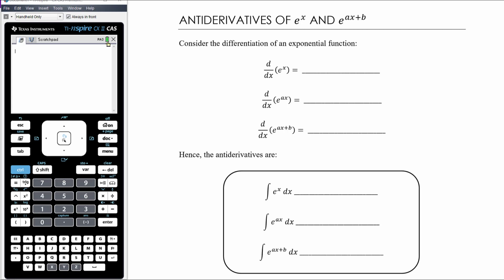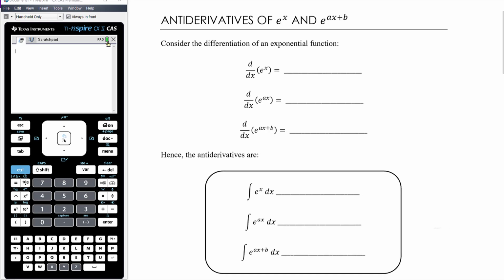Okay, so today we want to have a look at antiderivatives of e to the x, e to the ax, e to the ax plus b. So let's think about what we know about those derivatives, and then let's reverse that process to work out what's happening with the antiderivatives.